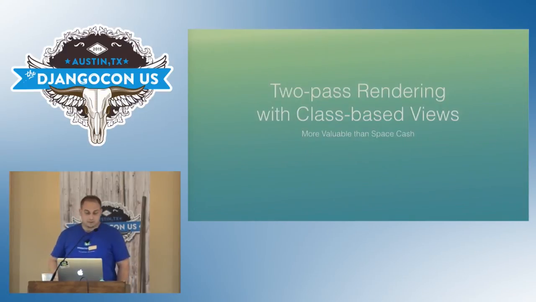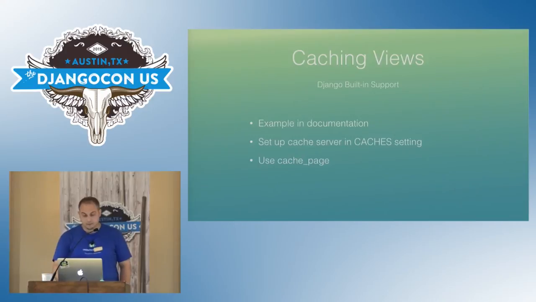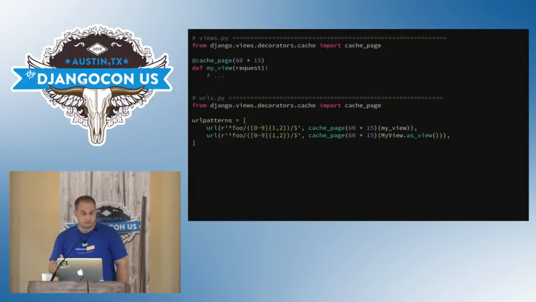So, two-pass rendering with class-based views. First, as we did with the other topic, let's take a look at what we can get out of the box with Django. Caching your views with Django is simple, and there are examples in the documentation. You set up your cache server with the caches setting, and then you wrap the view function in the URL conf with cache page or use the decorator version. Very simple. This is what it would look like. This is directly from the documentation, so I'm not going to go through it.